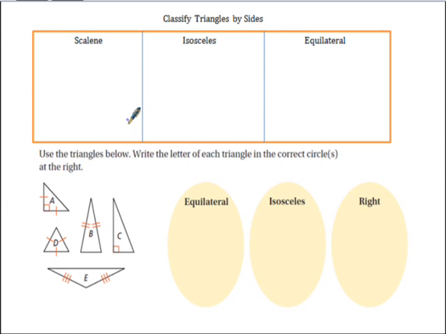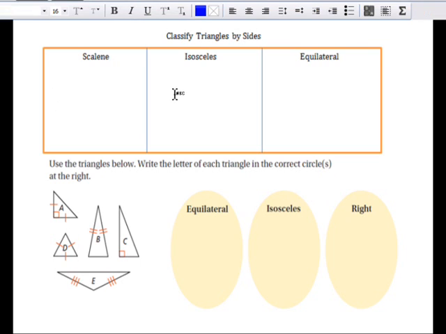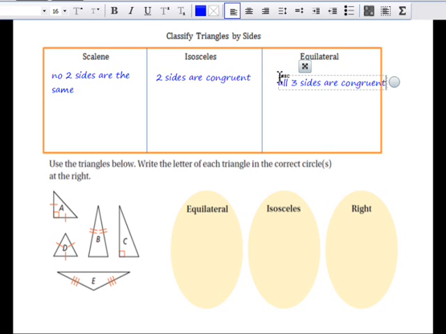Classifying triangles by sides. Okay, so by sides. Scalene is no two sides are the same. Okay. Come back to all the pictures in a second. Isosceles, two sides are congruent. And equilateral, all three sides are congruent.